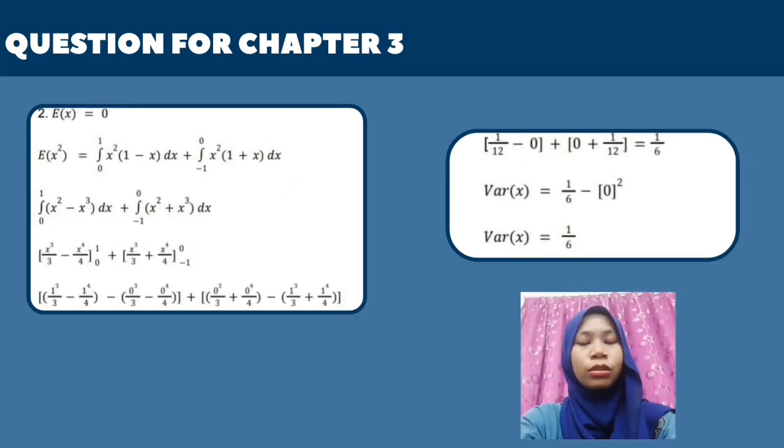For question 2, E(x) equal to 0. So E(x squared) is equal to 1 over 6. So lastly we get Var(x) equal to 1 over 6.